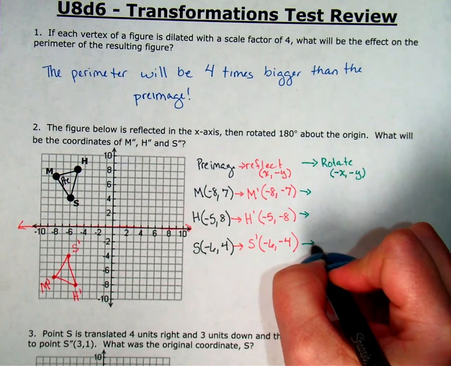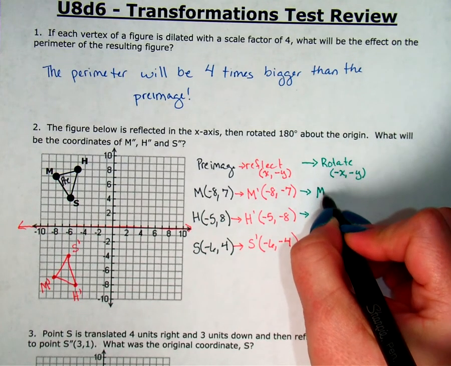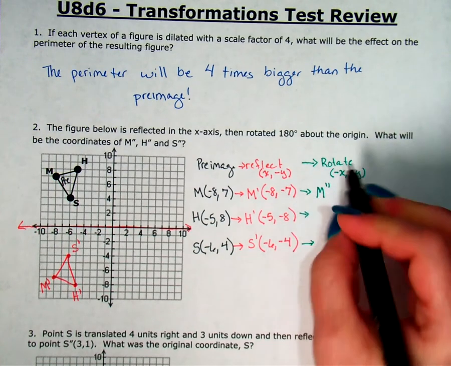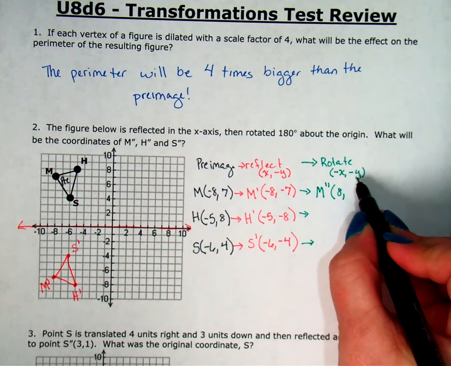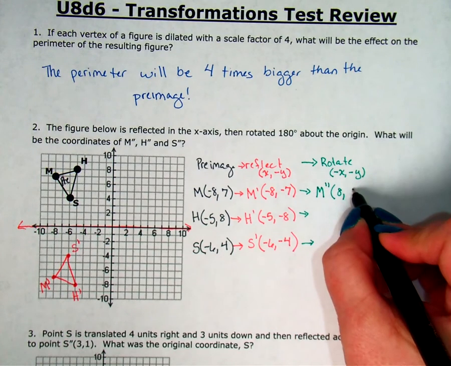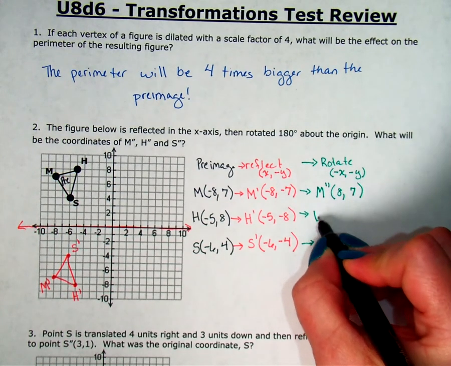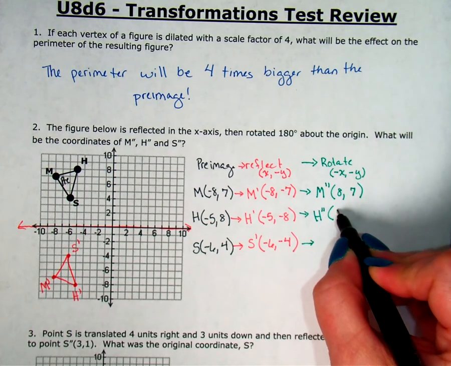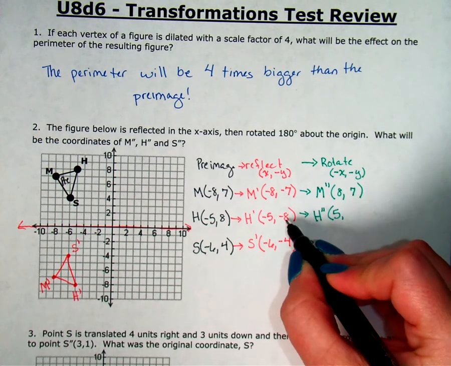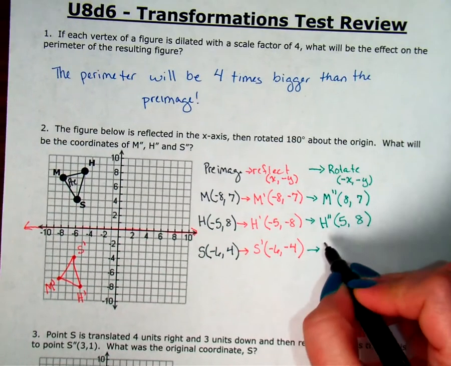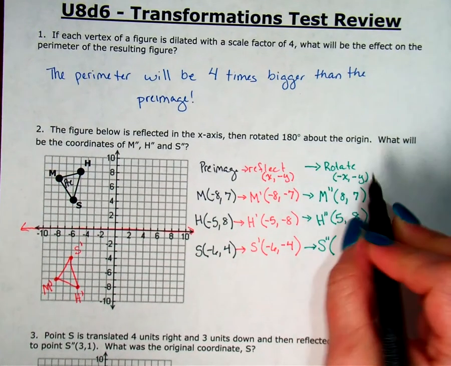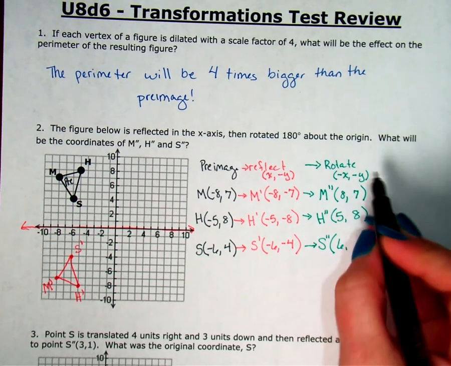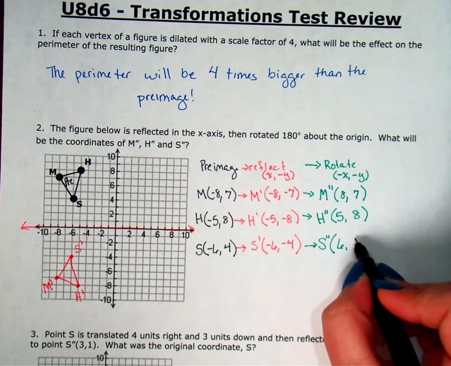So from M prime, we're going to go to M double prime. The opposite of x, the opposite of negative 8 is positive 8. The opposite of y, the opposite of negative 7 is positive 7. H double prime. The opposite of x is 5. The opposite of y is 8. S double prime. The opposite of x is 6. The opposite of y is 4.